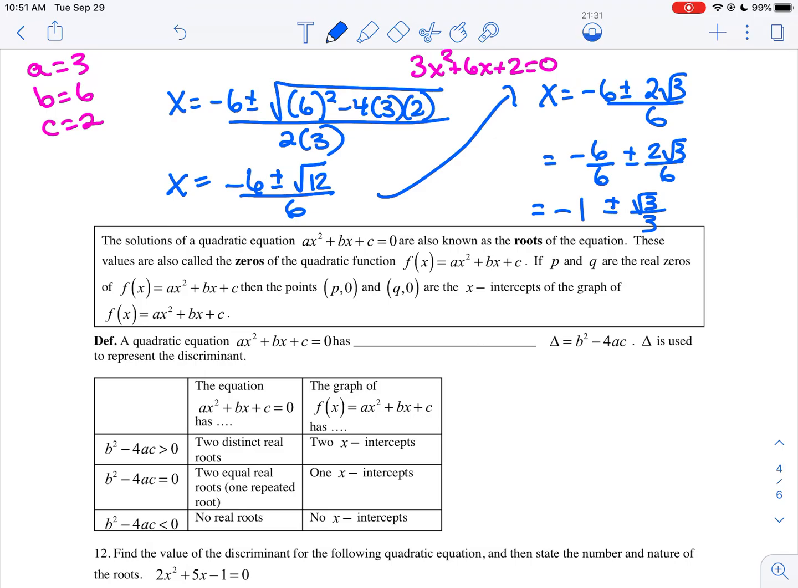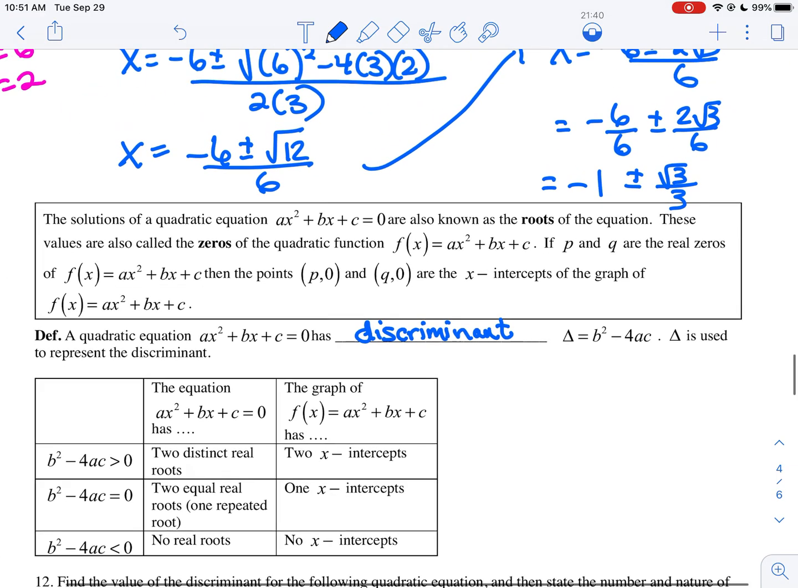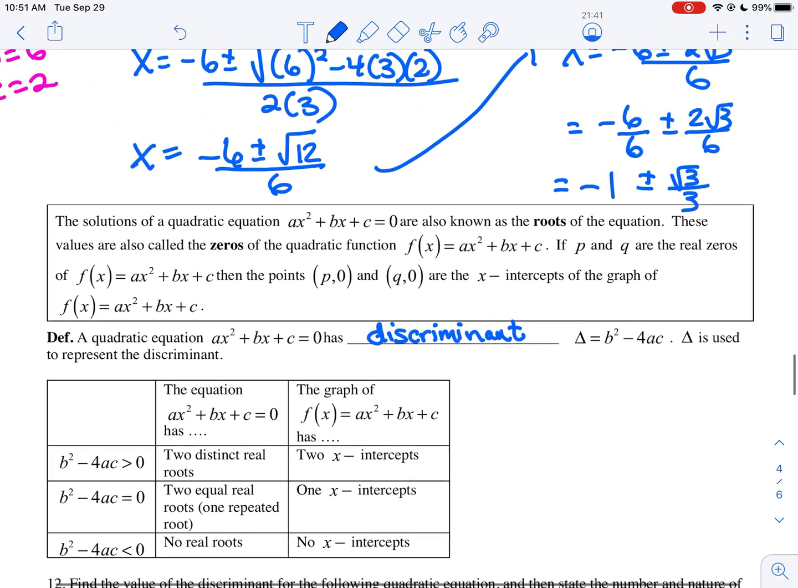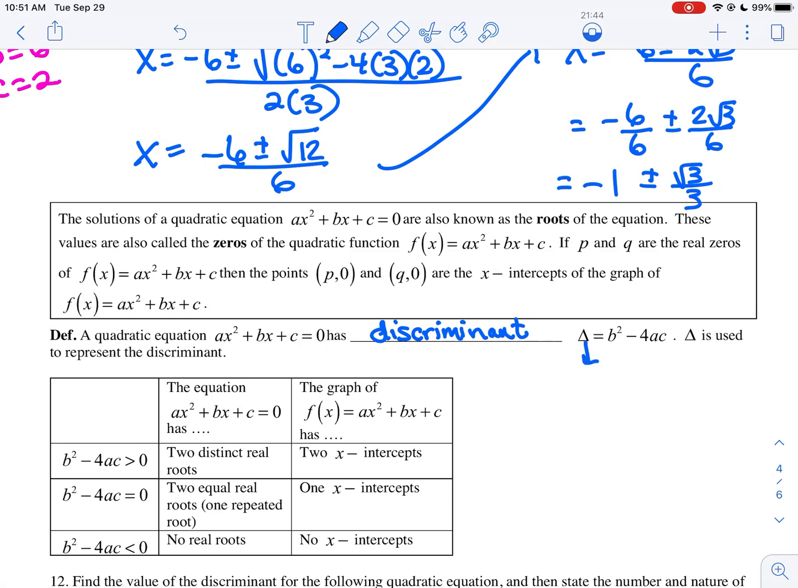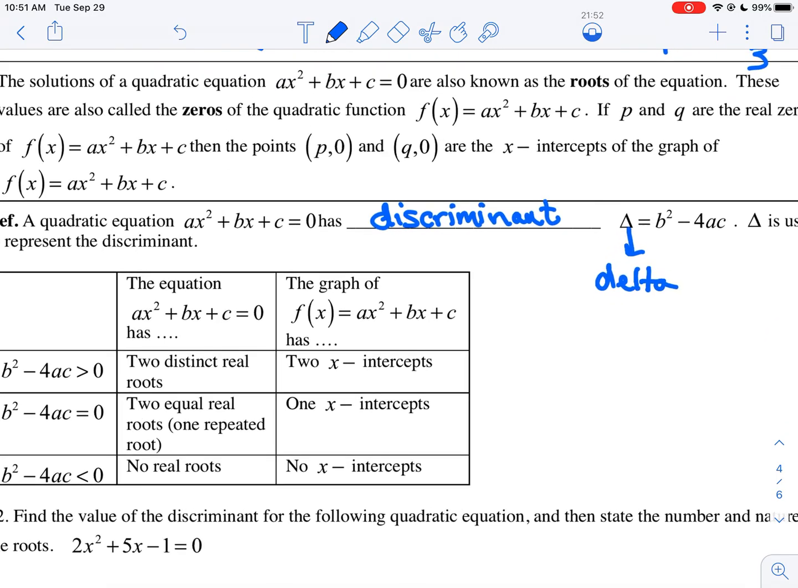Okay, so now we have something called the discriminant. And the IB world calls it delta. Okay, this triangle is a Greek letter delta, and it stands for b squared minus 4ac. So, and again, this should be reviewed. I'm just trying to get the cobwebs out for you.